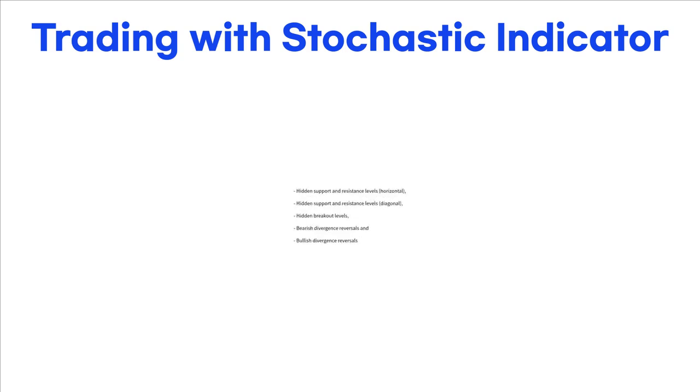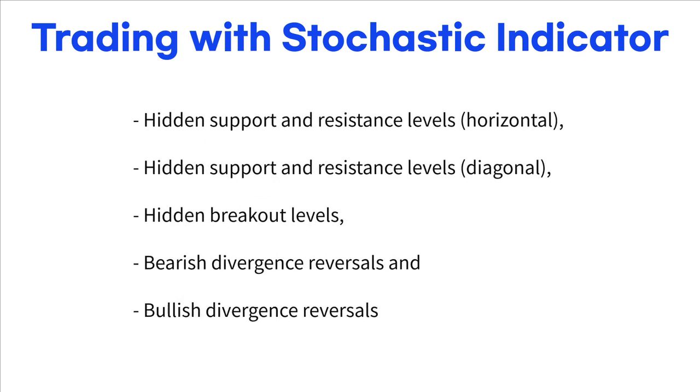When used correctly, it can help you identify the following: hidden support and resistance levels, horizontal; hidden support and resistance levels, diagonal; hidden breakout levels, bearish divergence reversals, and bullish divergence reversals. Once you're aware of these levels, you can then fine-tune your trading strategies and make better trading decisions. For example, knowing the reversals can help you to trade bounces, while the hidden support and resistance levels can help you to identify good stop loss and take profit levels.